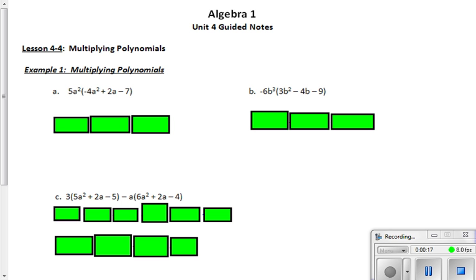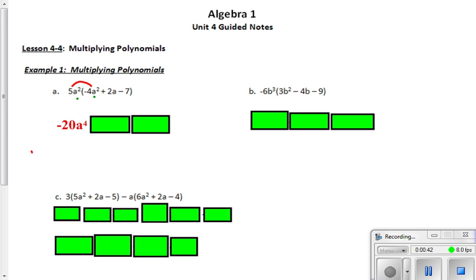what's happening is you're distributing 5a squared. So when you distribute that 5a squared into a negative 4a squared, 5 times negative 4 is giving you negative 20. And then you would have a to the second power, a to the second power. When they have the same base, you would add those exponents. So this would give us negative 20a to the fourth power.